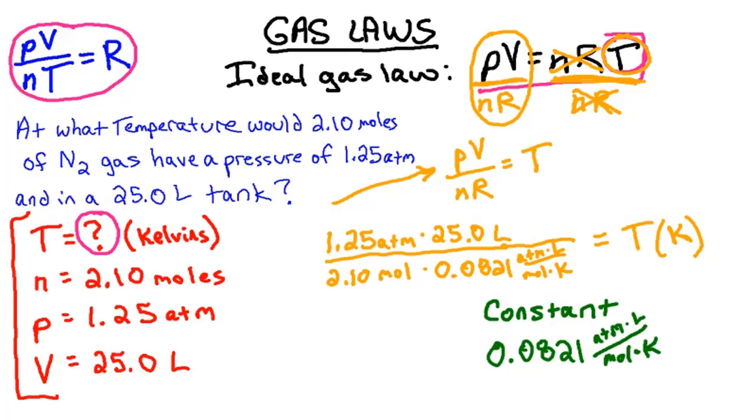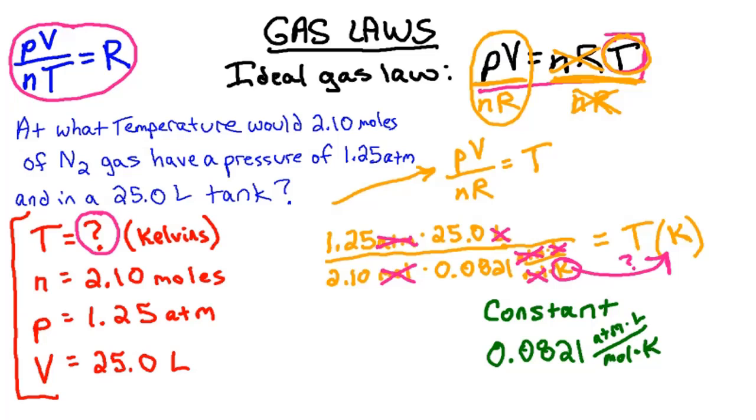Now, if you look at these units of measurement, you can see that the atmospheres up here cancel out with the atmospheres down here. The liters up here cancel out with the liters down here. The moles right here cancel out with the moles down here. And that leaves us just with kelvins, which is going to be what we're looking for, what the question mark is all about. What is how many kelvins? So we know we've set this up right because the units of measurement cancel out really nicely.